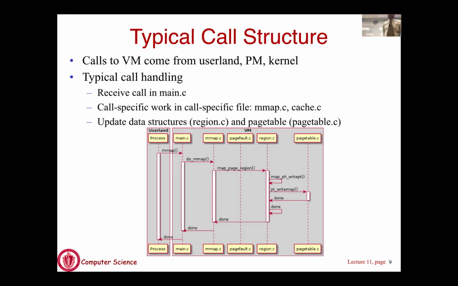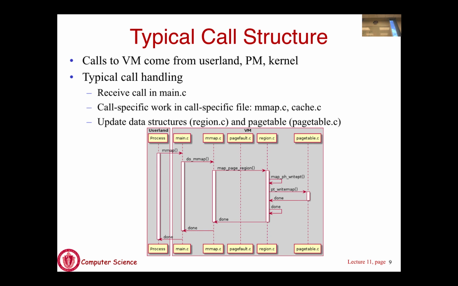Now, let us take a look at a few more details of the virtual memory manager that shows you how the code is laid out, how the interactions work and so on. So, at a very high level, there are calls to the VM. They either come from user space, to allocate memory for heaps and so on, or they come from the process manager when you are doing a fork or an exit and things of that sort, or you might get occasional calls from the kernel.